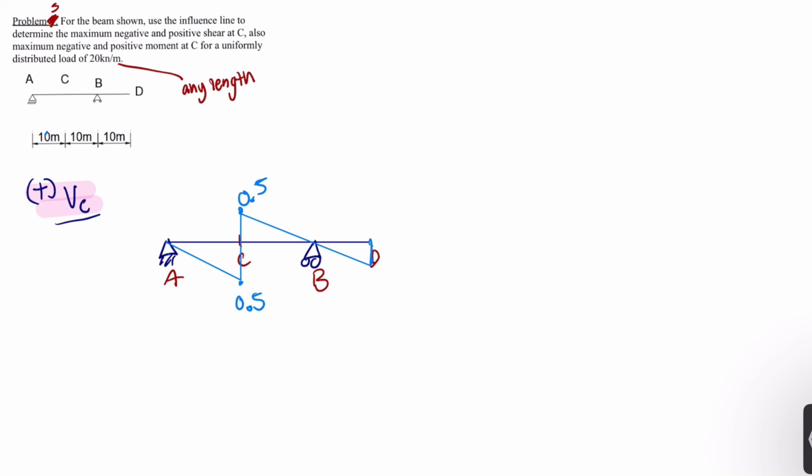Again, this is not exactly proportional, but it's fine, because if we solve for this, we know that this is 0.5, and we can see that's not proportional, but it doesn't really matter. So since we are doing the maximum positive shear at C, and it's a uniformly distributed load of any length, we know that this is going to be positive and this section is going to be negative. So if we want to get the maximum positive shear at C, we have to put the distributed load in the positive section only. So it will be here with a length of 10 meters, because this is 10 meters.